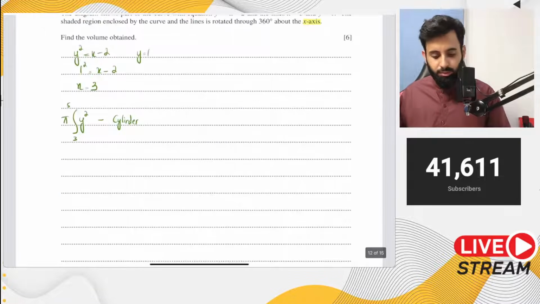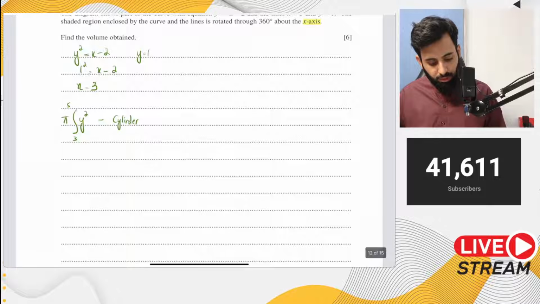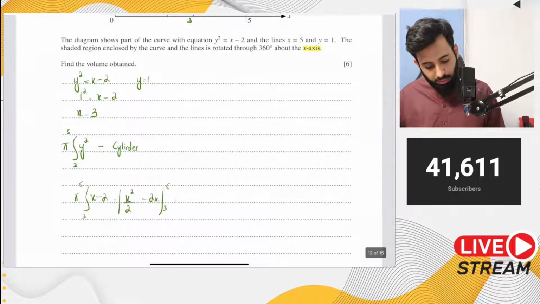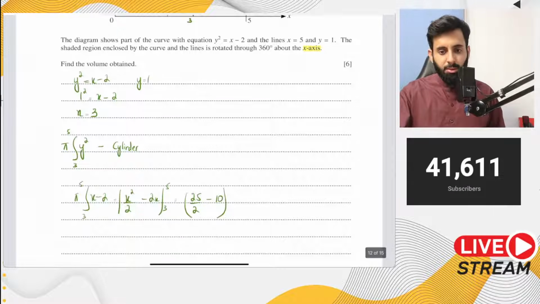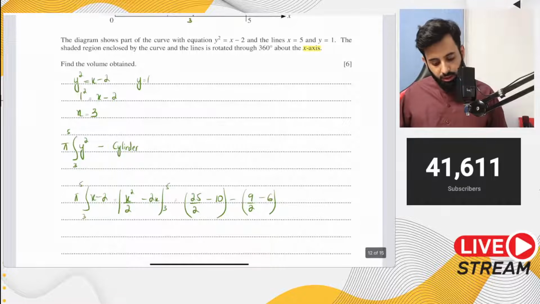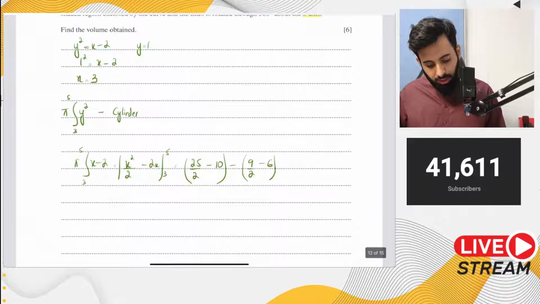First, let's get the volume of the curve sorted out. We already have what y square is. So that's x minus 2 within the limits 5 and 3 into pi. If you integrate it, this becomes x square upon 2 minus 2x within the limits 5 and 3. 5 square is 25, 25 upon 2 minus 10. That's the upper limit plugged in. 3 square is 9, 9 upon 2 minus 3 into 2, which is 6. That's the lower limit plugged in. So 10 into 2 is 20, 25 minus 20 is 5, 5 upon 2.